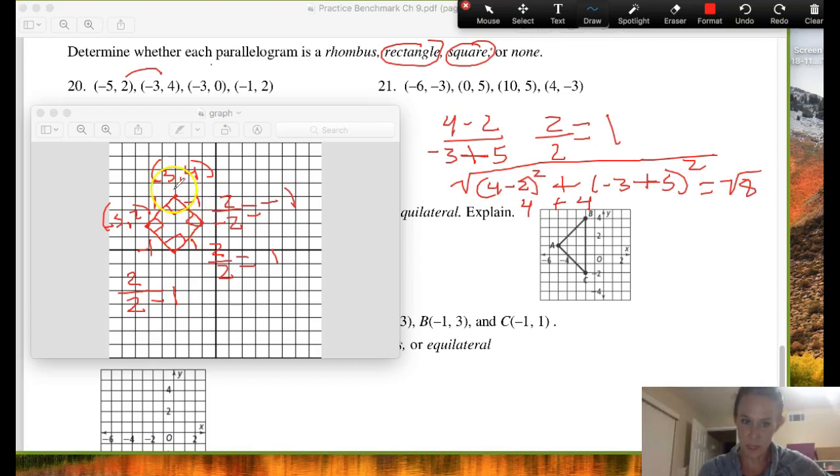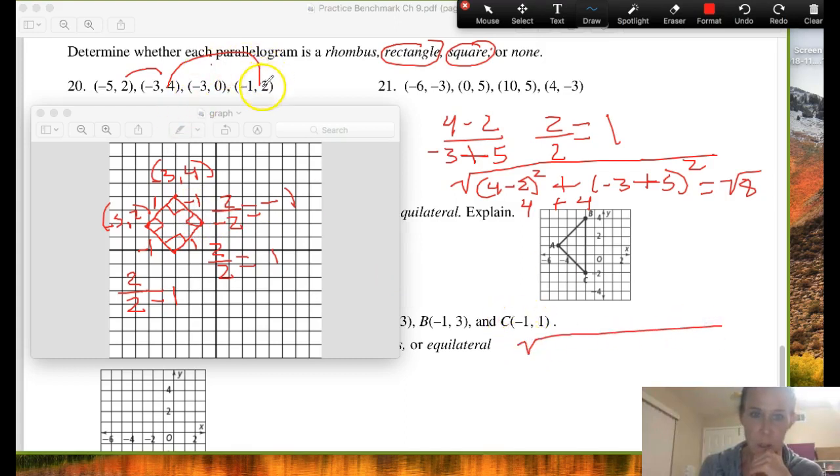Now let's do the distance here. The distance here will be this point -3, 4, and then this point will be -1, 2. So we need the distance between these 2 points to get this distance here. So we're going to go the square root of 2 minus 4 squared plus -1 minus -3.